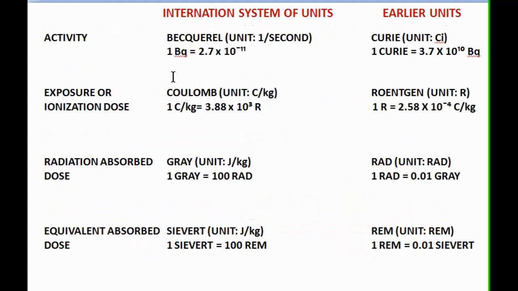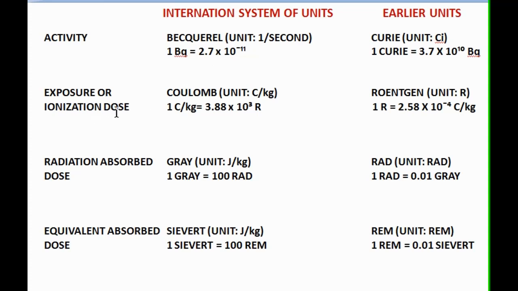Here I may mention some of the things. The International System of Units, that is SI units. Activity is measured in becquerel; the unit is 1 per second, 1 disintegration per second. The yearly unit is Curie. The Curie value is 3.7 into 10 to the power of 10 becquerel. 1 becquerel is equal to 2.7 into 10 to the power of minus 11 Curie.